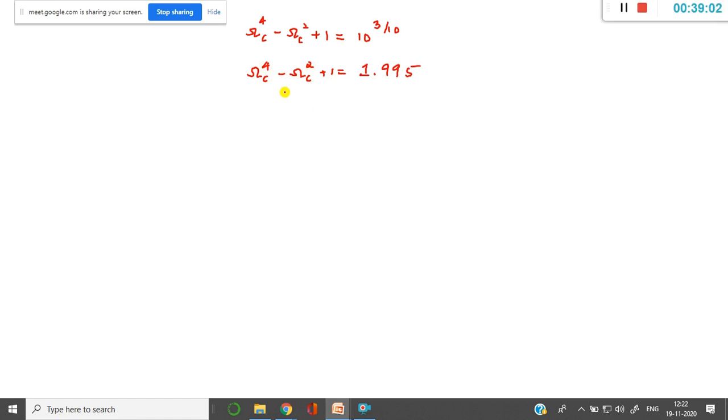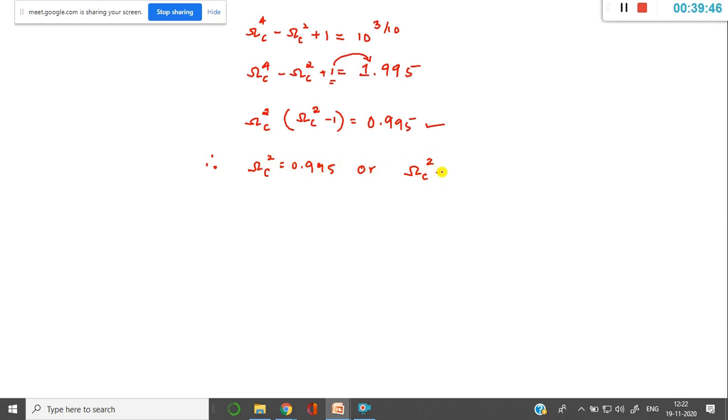Now what I do is I simply take out omega c square as a common factor. If I take omega c square as a common factor, then I am left with omega c square minus 1. So 1.995 minus 1 will be 0.995, right? 0.995. On the left hand side I will have omega c to the power of 4 minus omega c square. If I take omega c square as a common factor, then this is how it looks. Therefore omega c square times omega c square minus 1 is equal to 0.995.